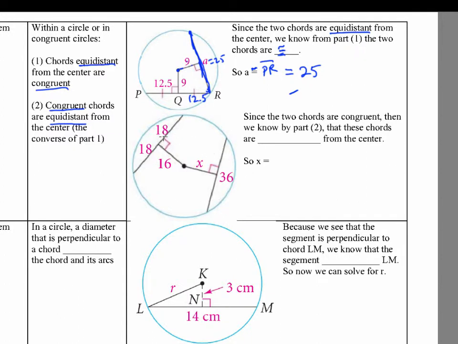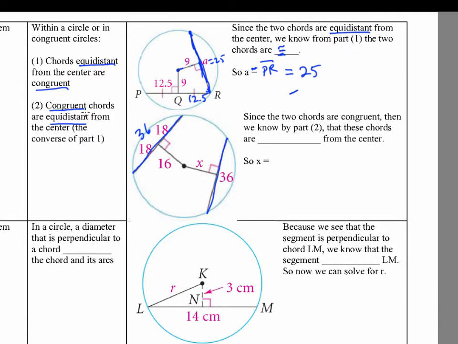Let's take a look here. This would be the reverse version. So this time, we want to find this distance. What is this distance going to be? Well, I've got a chord here, and I've got a chord here. Looking at these two chords, are they congruent? Well, 18 plus 18 total gives us 36. This is 36, so yes, these two chords are congruent.